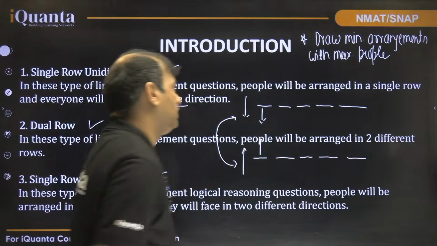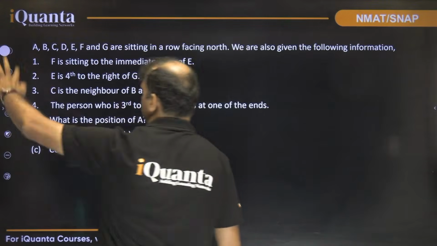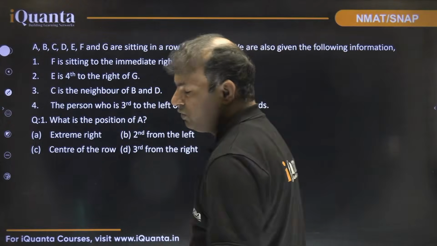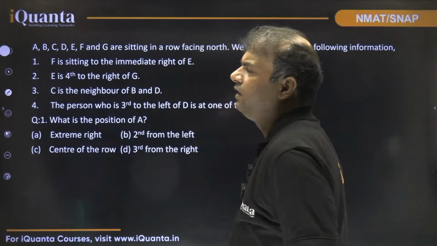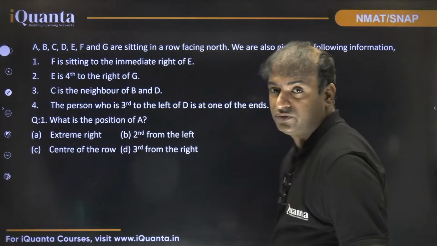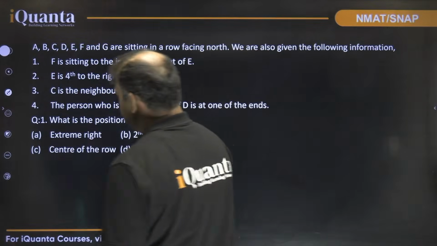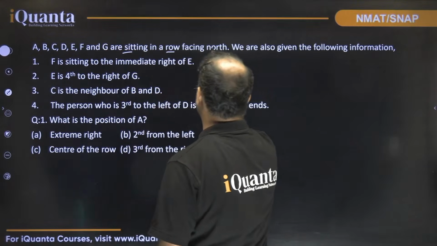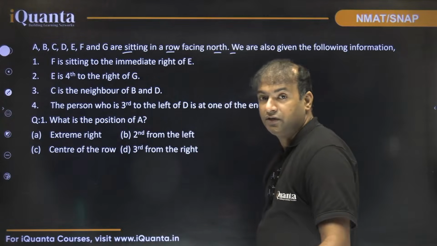Okay, now guys, we should start with the first set, right? Let me do the first set. This is the first set, so let me try to solve this for you, and then I'll also give you a few sets to solve. All right, let's see this. It's an easy question, by the way. They are saying that A, B, C, D, E, F, G are sitting in a row facing north. Everyone is facing north. That's good.